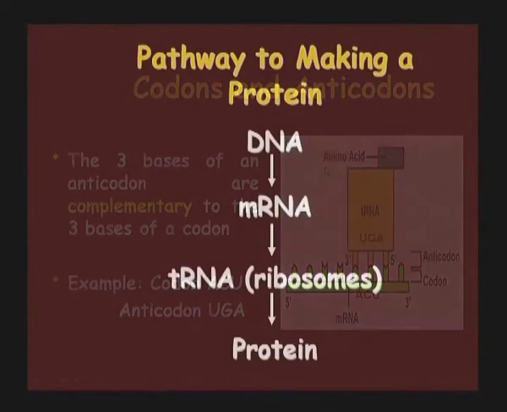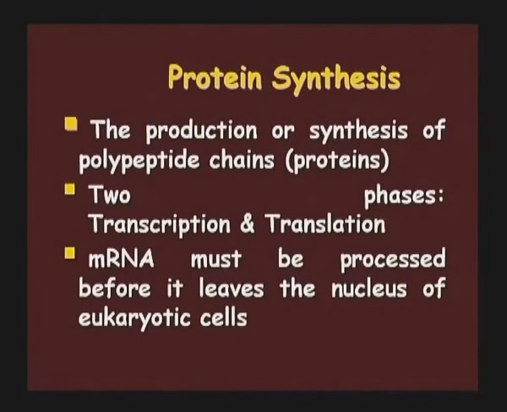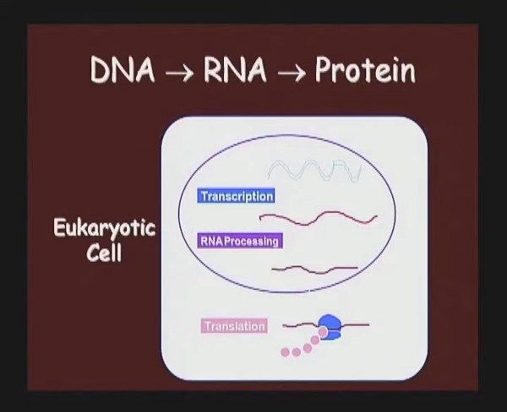Transcription and translation are the processes of protein synthesis, and this is the pathway to making a protein: DNA to messenger RNA, messenger RNA to transfer RNA to protein. In protein synthesis, the production or synthesis of a polypeptide chain is protein. It is in 2 phases, transcription and translation. Messenger RNA must be processed before it leaves the nucleus of the eukaryotic cell. Like here, the DNA codes for RNA and then to protein.